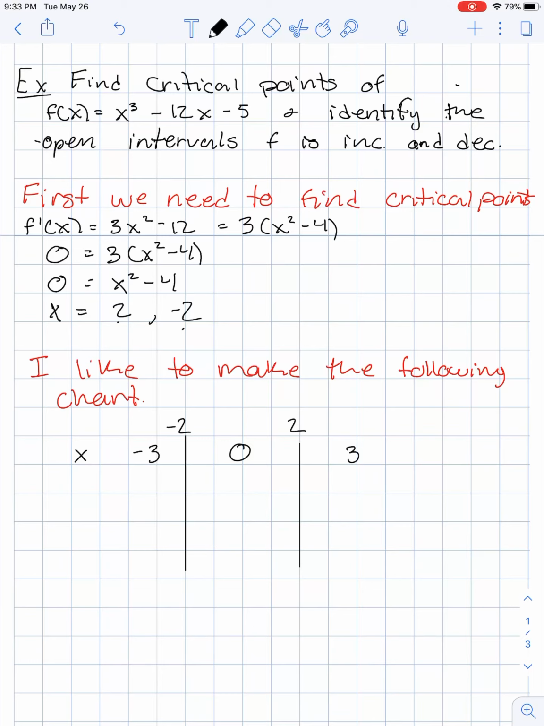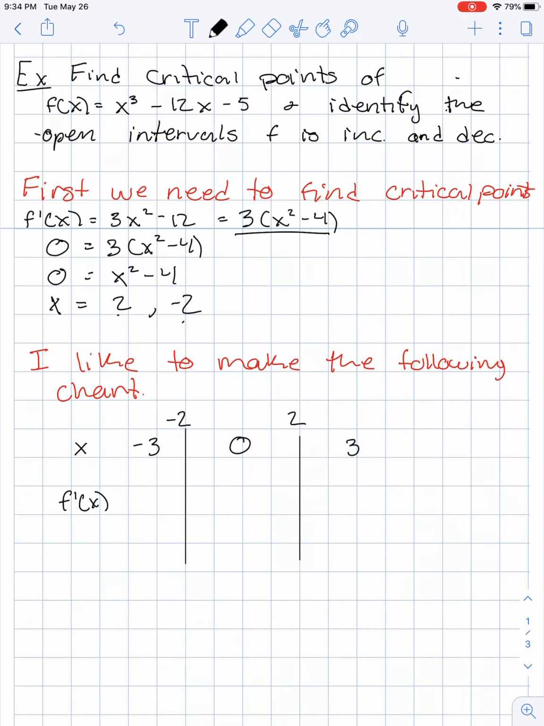All right, so then I'm going to take these 3 x values and plug them into f prime. I want to know what the graph is doing. I don't care where they are. I care if we're increasing or decreasing. So I go up to f prime of x, and I'm going to plug in -3. Well, -3 squared is 9. 9 minus 4 is 5. And times 3, I get a positive 15.